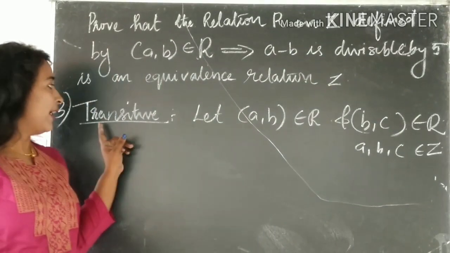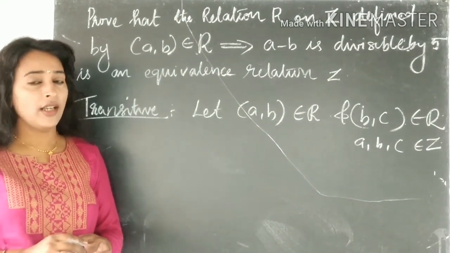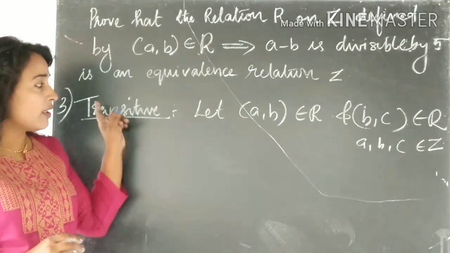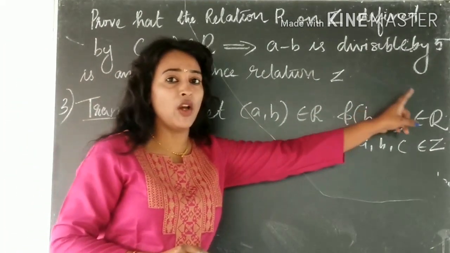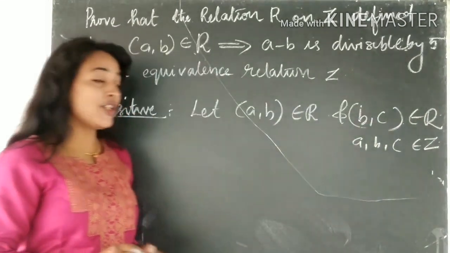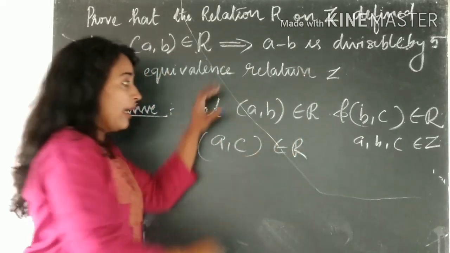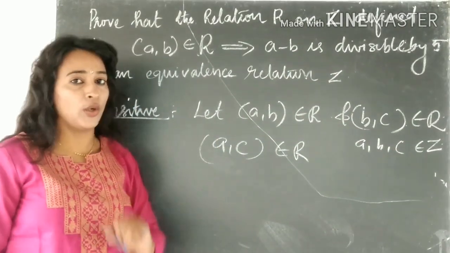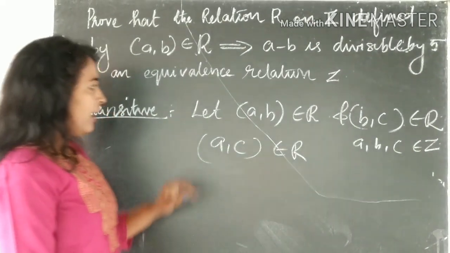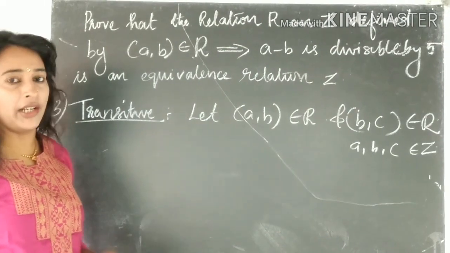Now let us define the third one, transitive relation. And you all know what is a transitive relation. Let AB and BC belong to the relation, then it should imply AC belongs to the relation. If AB and BC are there, we need to check whether AC is there. Okay, so let us say AB and BC are there in the relation.